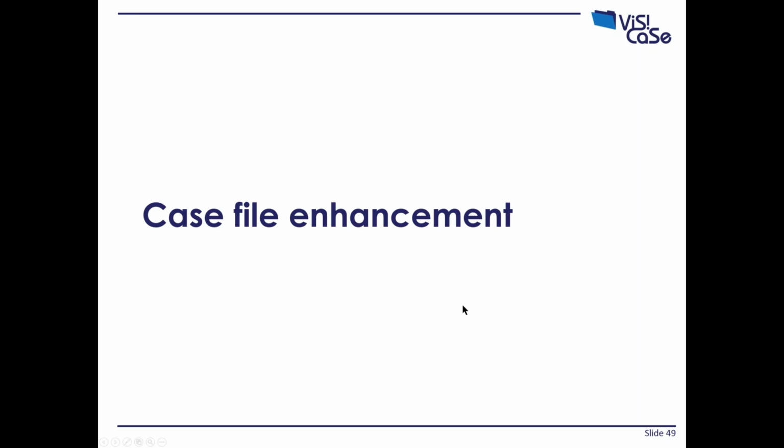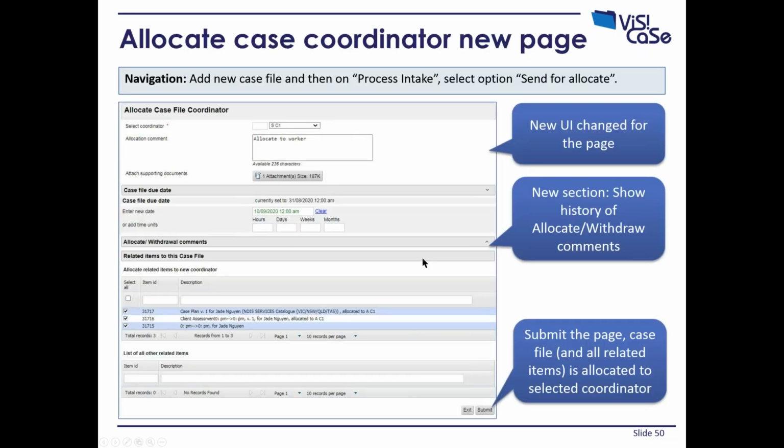Okay, let's move to the case file enhancement now. Now when the user is trying to create a new case file, we have changed the UI on the page, and we have added a new section to see the comments for allocation and the withdrawal comments on the process intact page. The system will also show if there are any related items to the case file, and you can simply see all the items. If you are moving to another new coordinator, you are allocating to the new coordinator, simply click on submit and you will be redirected to another page.